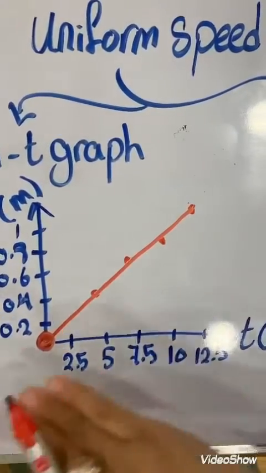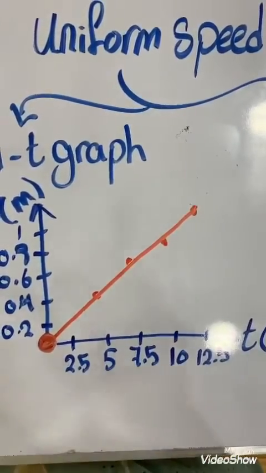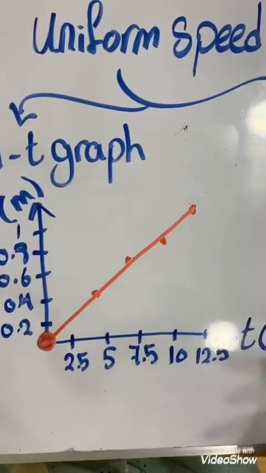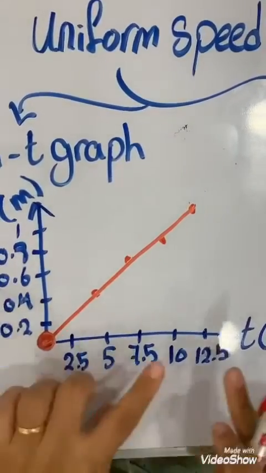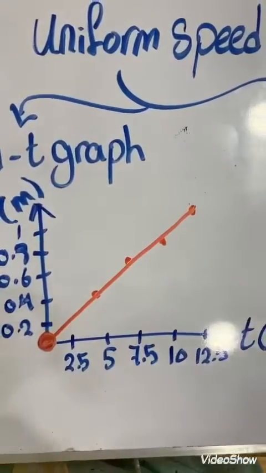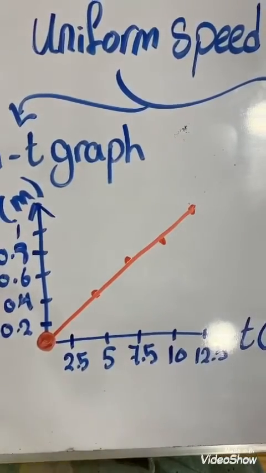All the points will lie on a straight line. The distance is directly proportional to time. Distance increases with the increase of time. So it's directly proportional to time. This is conclusion number 1.